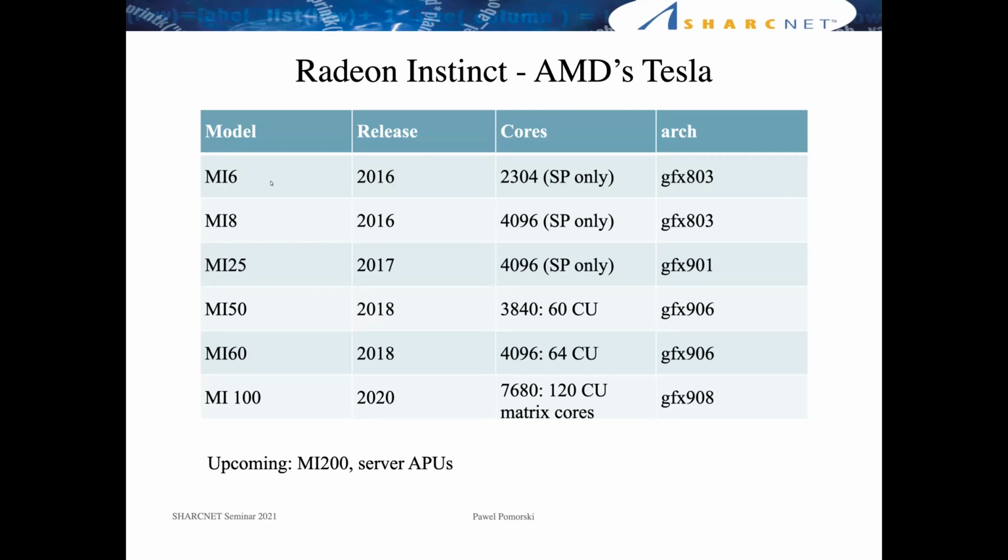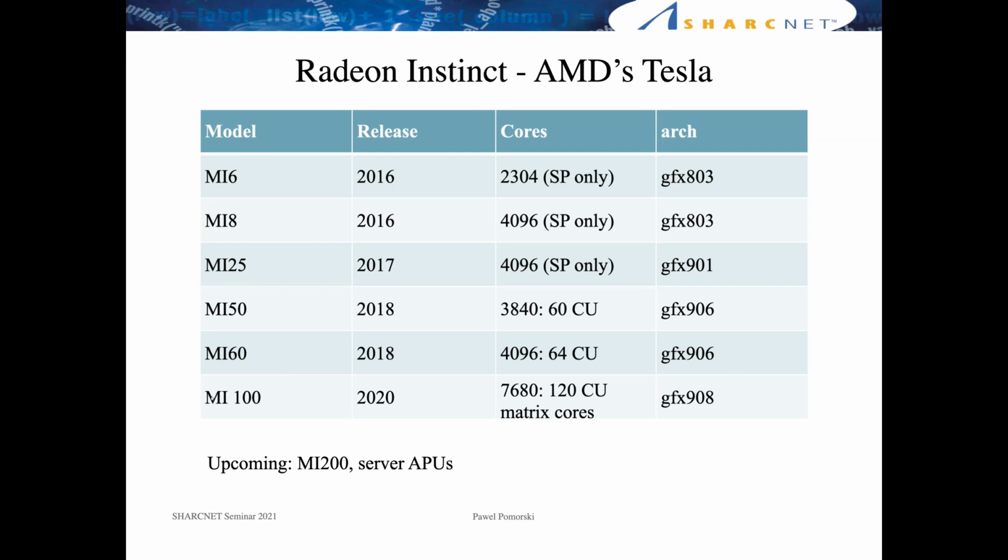The first competitor to Tesla that AMD released was the family MI6, MI8, MI25. These came out around 2016, 2017. And these were only cards which have single precision enabled. You can do double precision on them too, but at a huge performance hit, like a factor of 16 slower. So they're really only good for single precision, whereas Tesla has been supporting double precision for much longer. And then the next iteration of the Radeon Instinct cards is MI50 and MI60, which came out in 2018. And these fully support double precision, so no problem there. And those are nice cards.